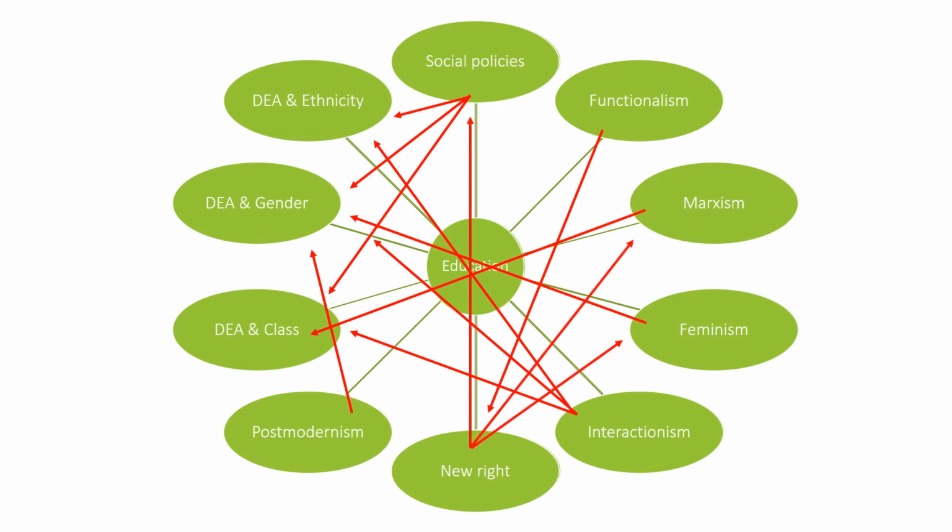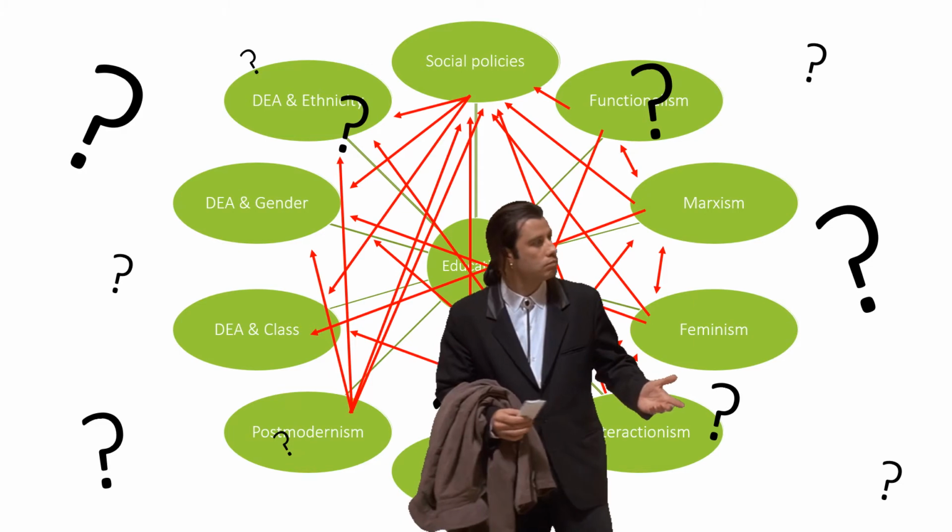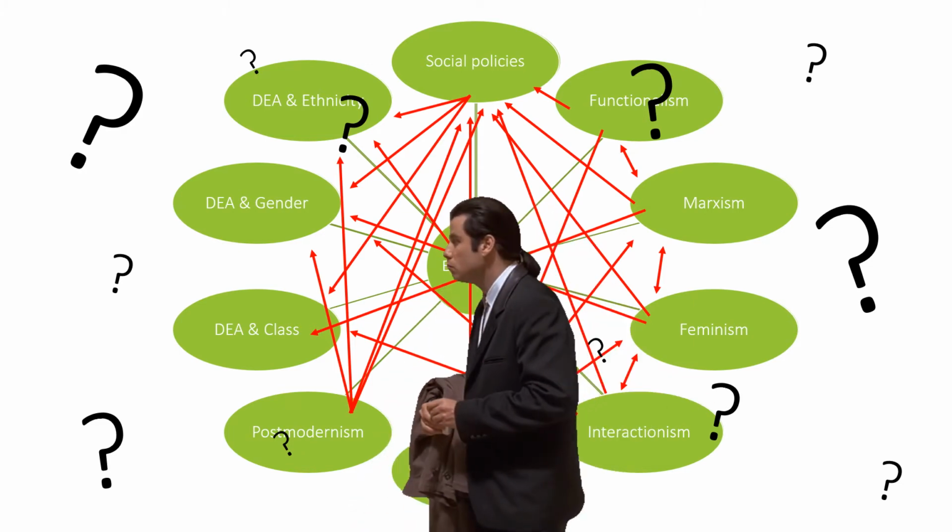New right will have views on social policy. It has its connections to functionalism. It disagrees with Marxist and feminist approaches. And all these different topics connect to one another. And as you can see, it becomes a bit of a mess. So it becomes quite tricky.